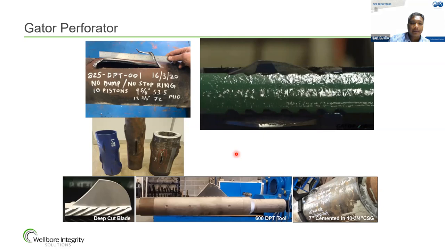Yes, Pak. Do you have different sizes of gutter perforator? Yeah, for the gutter, the smaller size we have is 4 1/8, normally for 5.5 liners, and then up to 9 5/8. The biggest size currently available is 8 1/4. It can be set, especially as I mentioned on this slide, if the casing is cemented, 9 5/8 by 13 3/8 is doable as well. So the maximum size we have is 8 1/4. Thank you.